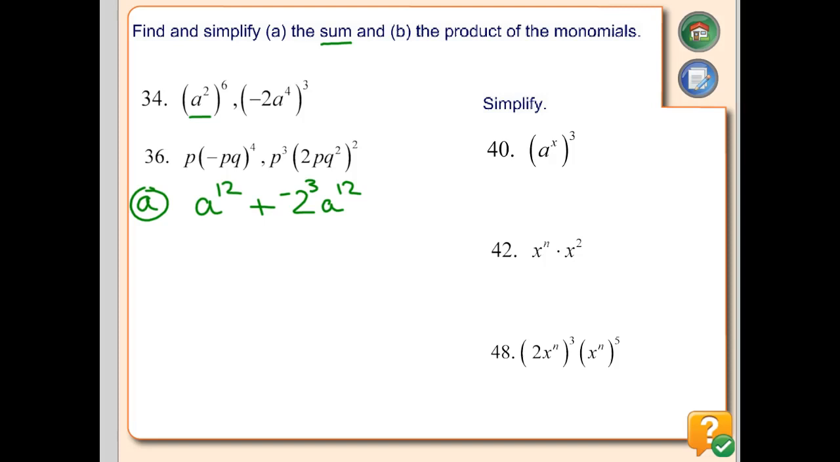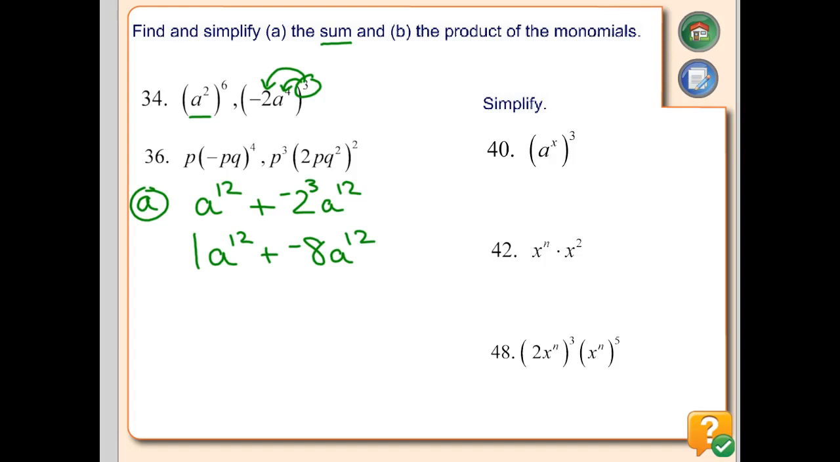Everybody see what I did? I took that cubed on the outside, and I applied that exponent to everybody on the inside. Okay, so now let's see what we need to do. Remember, there's an understood 1 in front of that a to the 12th. What's negative 2 cubed? Yeah, that's negative 8. And then it's a to the 12th.